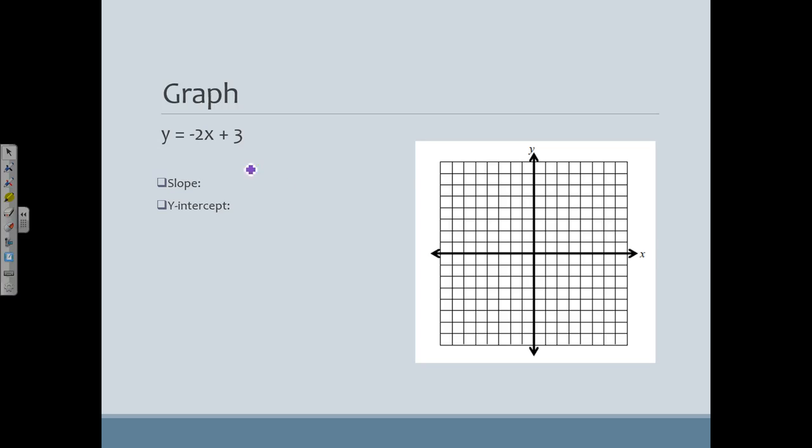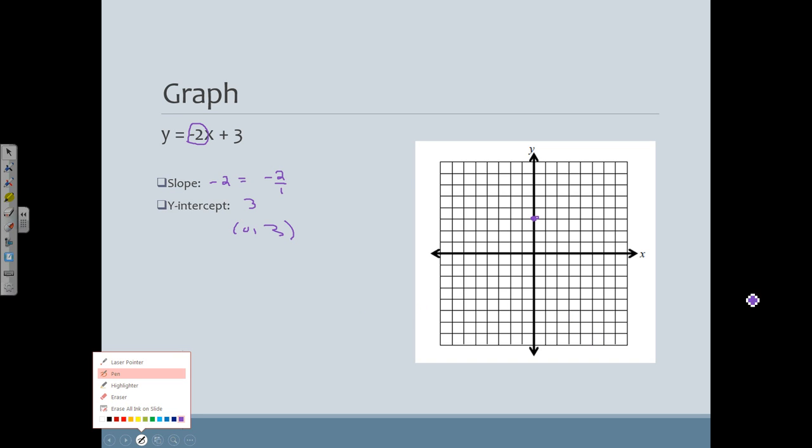Okay. I have this equation, y = -2x + 3. My slope is in front of the x, or it's that coefficient, so it's -2. I'm actually going to write it as a fraction, -2 over 1. And then my y-intercept is 3, or the point (0, 3). So the point (0, 3) is going to be right here. And I've graphed it. And now I want to graph more points using that slope.